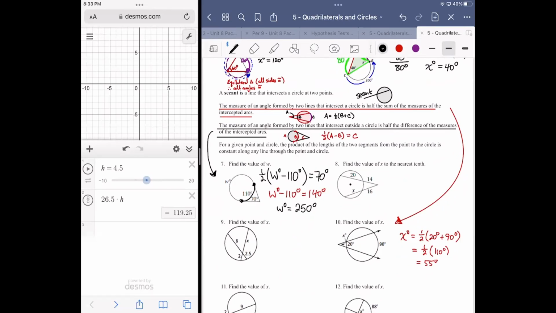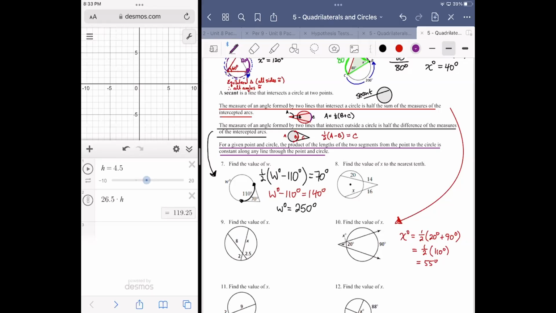All right. And then the last one would be this green. I'll do for a given point in a circle, the product of the lengths of the two segments from the point to a circle is constant along any line through the point in the circle. That's probably the most complicatedly phrased one, but it's probably the easiest one to compute. Right. So for a given point in a circle, the product of the lengths of the two segments from the point to the circle is constant along any line through the point in the circle.